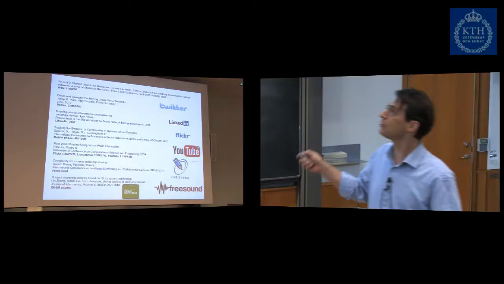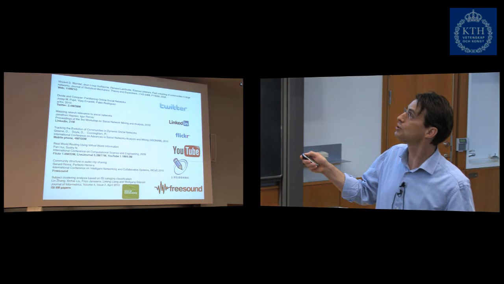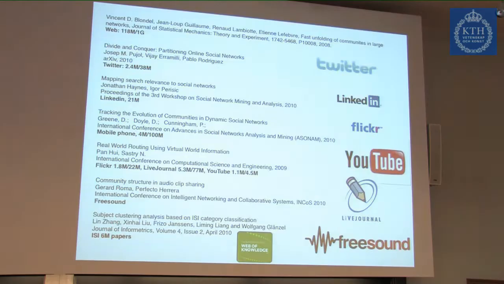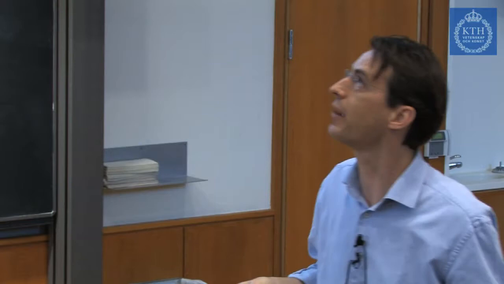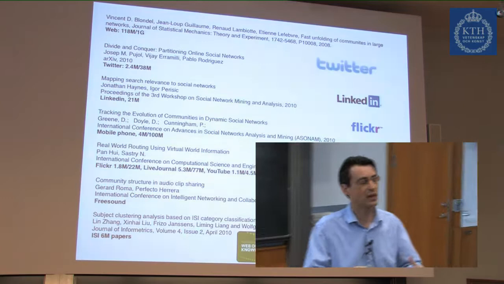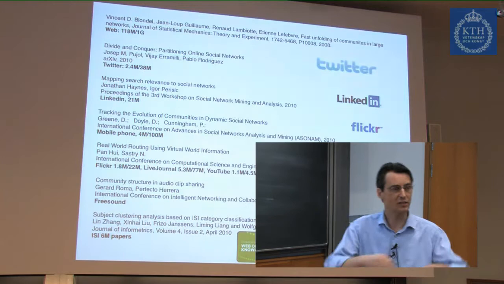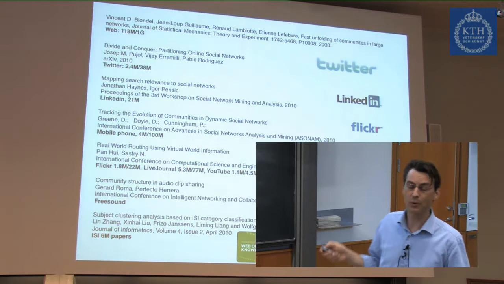And for each of these examples, I've tried to give an indication of how many nodes and how many connections you have. In the initial paper, we studied a subset of the web graph. Today, one believes that perhaps the web graph has about 20 billion pages, it's a rough estimate. In that paper, we analyzed a subset with 100 million nodes and a billion links between the nodes. So the method allows us to treat networks that are really large.